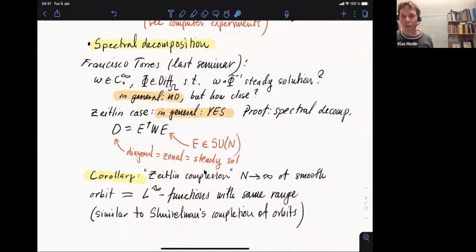Remember, because we're not changing the eigenvalues. Whatever we do, we can never change the eigenvalues. So the range between the largest and the smallest eigenvalue is always preserved. And that corresponds to the range of the function. So I think this is a nice way to sort of work with this Schneermann's completion idea of the orbits. But I haven't investigated this in more detail.